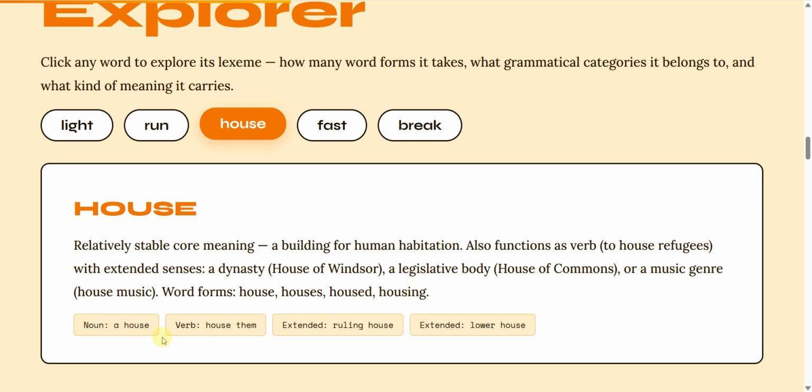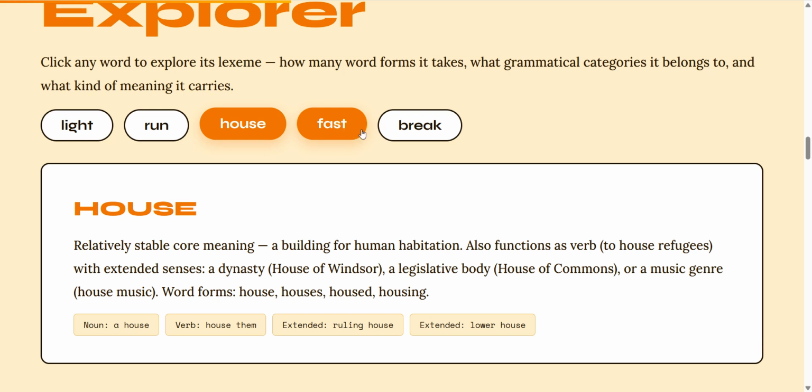As a noun, it is a house. As a verb, it is housed them. Then extended: ruling house. Another extension is lower house. So this shows the word forms of house.